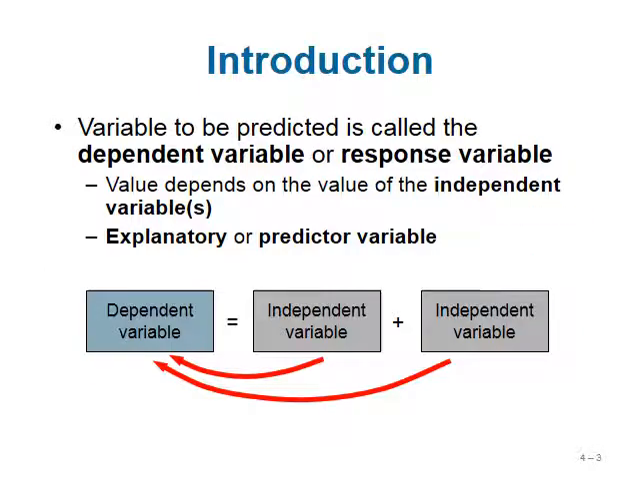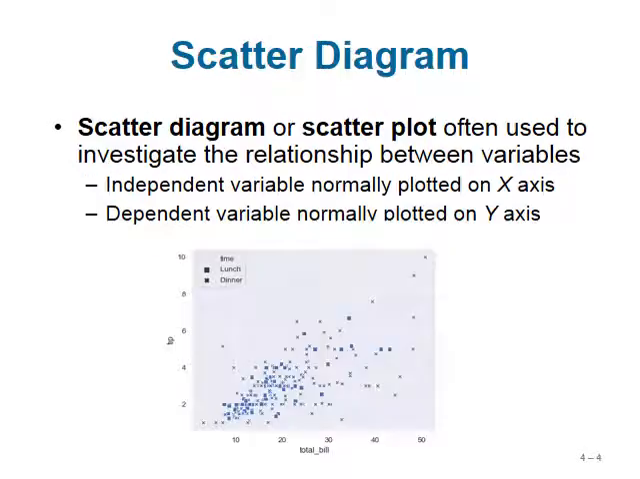Our focus is on the dependent variable or response variable, which is the value we are trying to predict with our independent or predictor variables. Scatter diagrams plot the independent and dependent variables. We usually plot our data before we perform regression to make sure certain assumptions are met and to see what kind of function might fit the data.